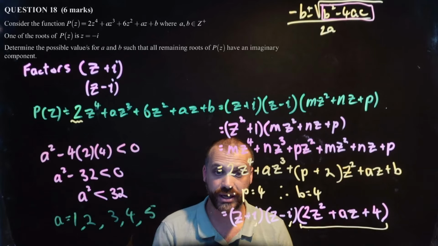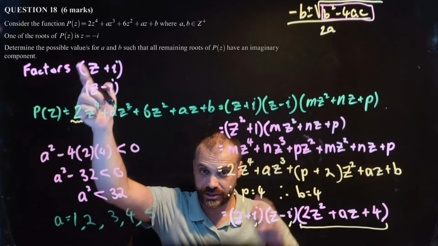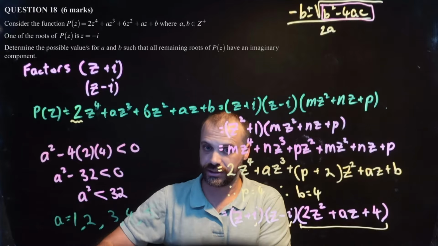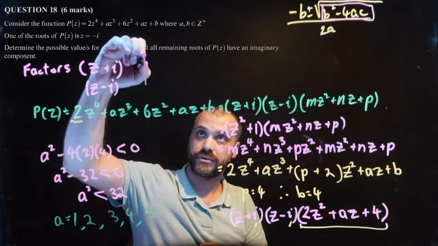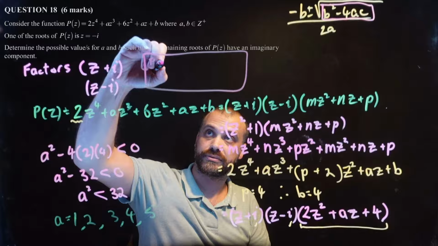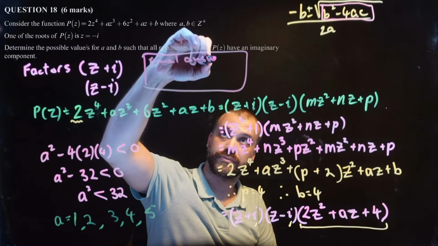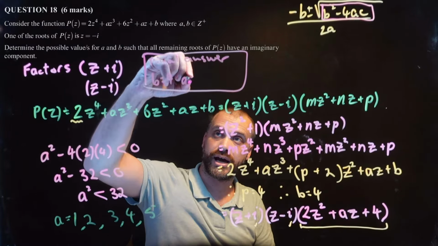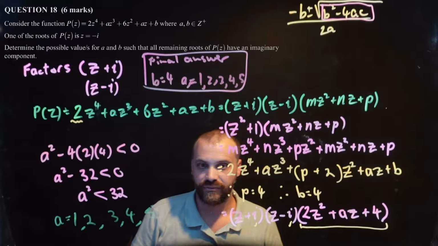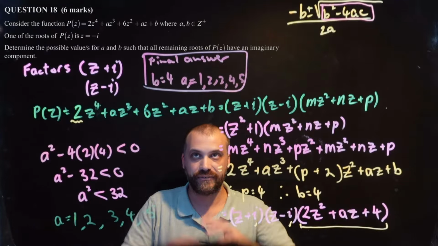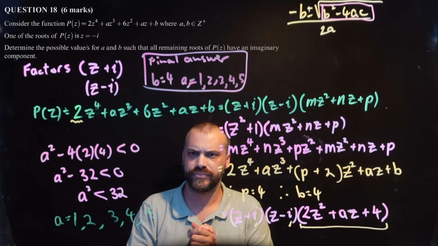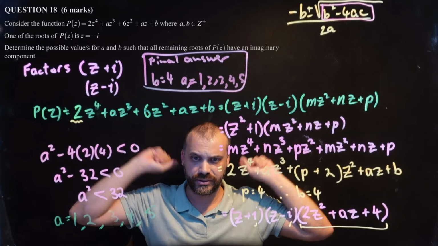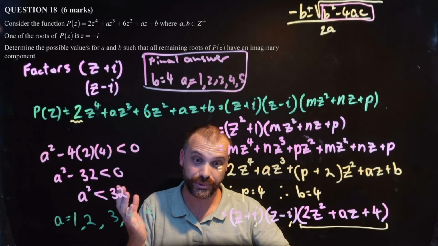Okay, we are finished. Our final answer to this question, which I'll put in a little box up here somewhere. Final answer: b equals 4, and a equals 1, 2, 3, 4, and 5. What a pretty little final answer there. That is complex numbers and a complex question.